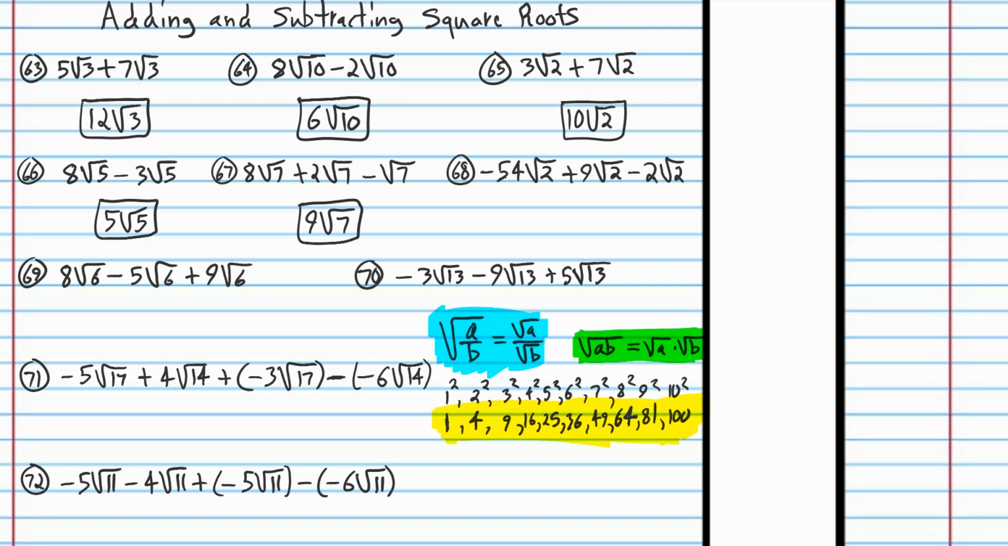All right, we're back. Negative 54 plus 9 is negative 45. Negative 45 minus 2 is negative 47. So that would be negative 47. And again, I got to prevent my 4s from looking like 9s. Negative 47 root 2. So as you can see, when the roots are all the same, adding and subtracting roots is really easy.